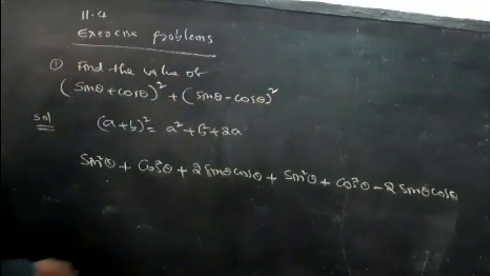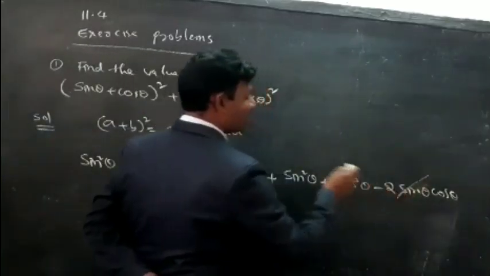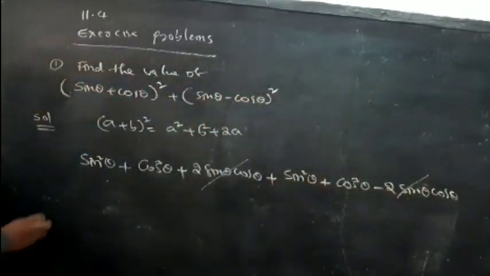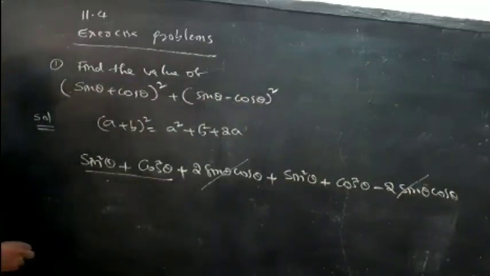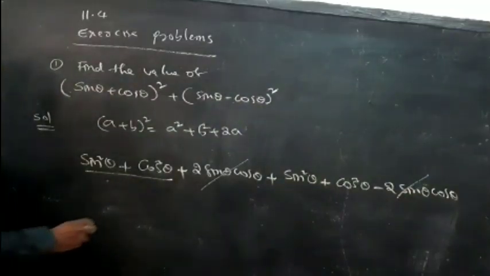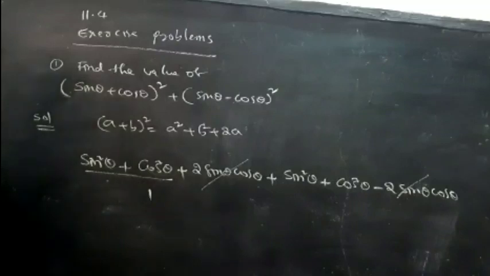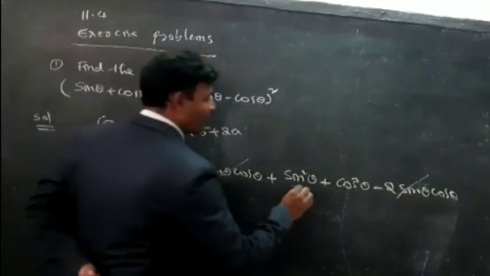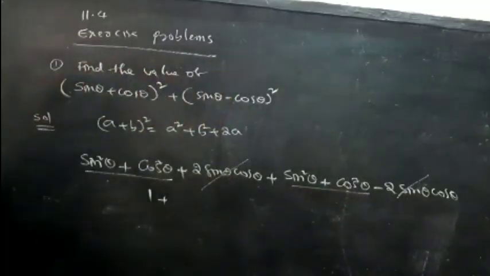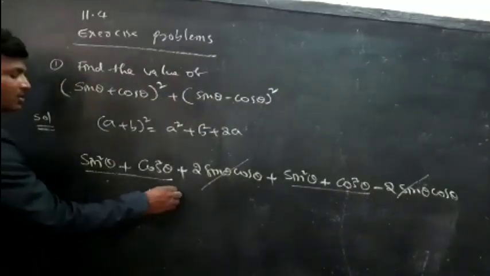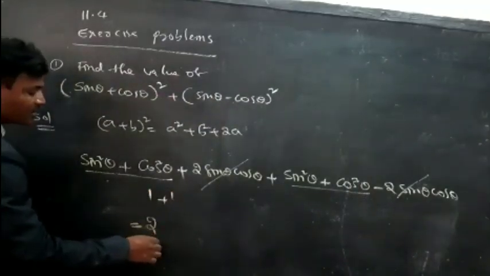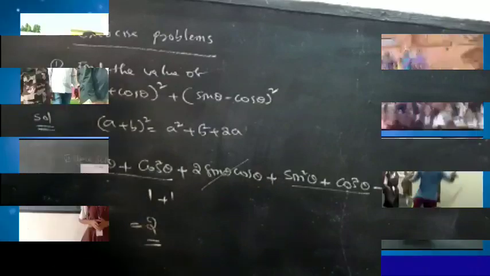So by looking at this, 2 sin theta cos theta and minus 2 sin theta cos theta get cancelled. According to the first identity, the value of sin square theta plus cos square theta is 1. Similarly, here also the combination of sin square theta and cos square theta has value 1. So what is the final answer? 2 is the final answer.